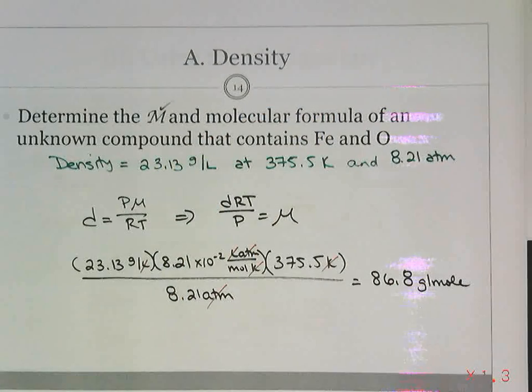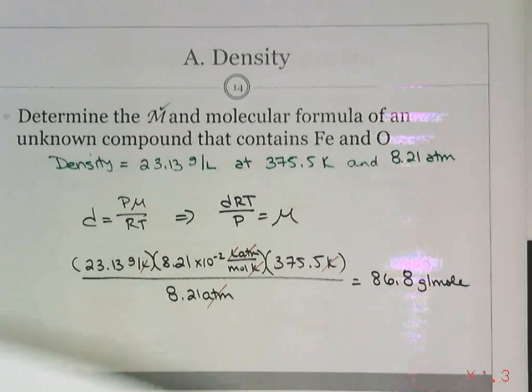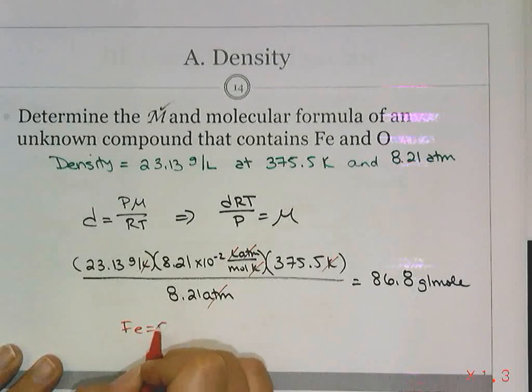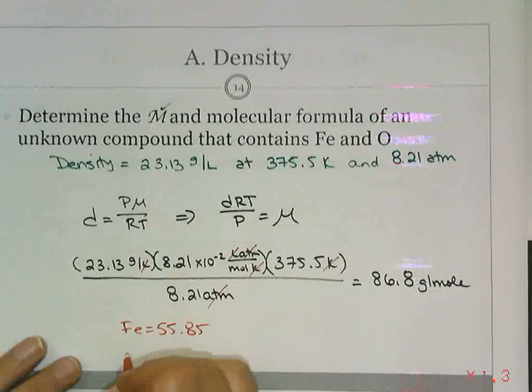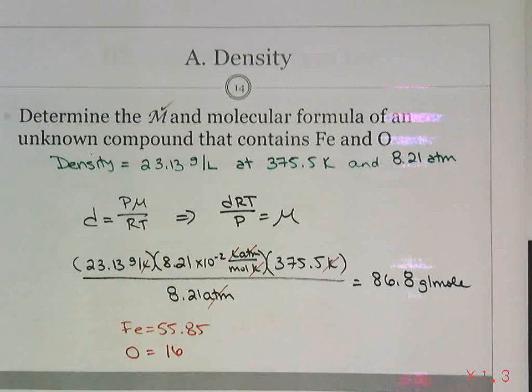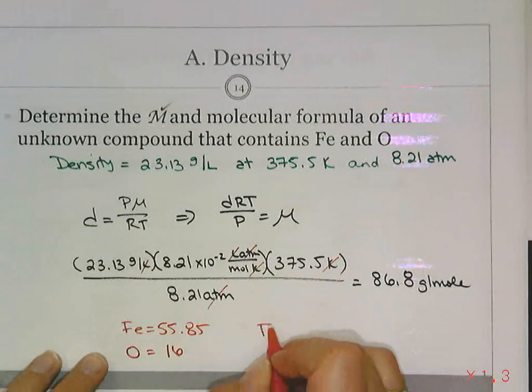Now the molecular formula of an unknown compound is going to be related to this molar mass. So if I am looking at your periodic table, let's see if I can find your periodic table. I think I have one over here. Here we go. Iron has a molar mass by itself of 55.85. And oxygen has a molar mass of 16. So if I had one Fe and one O together, 55.85 plus 16, I had FeO. That would have a molar mass of 71.85 grams per mole.